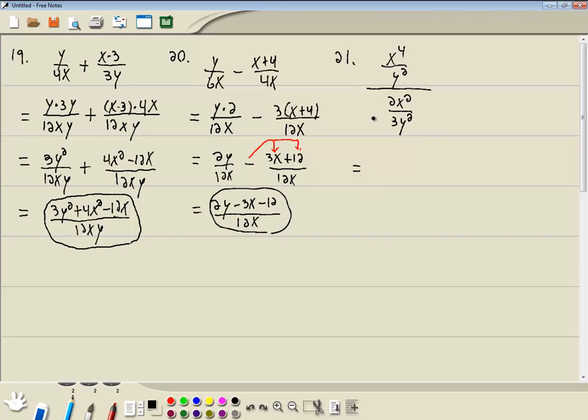The way I showed in class, which works 100% of the time, is to get rid of a complex fraction, complex rational expression in this case, you multiply everything by the LCM of all your inner denominators. Well, what in the world is my inner denominator? The y squared is, and the 3y squared is. So the LCM of those would be 3y squared. So I'll multiply that times the top part, times this fraction, and I multiply it times the bottom part.